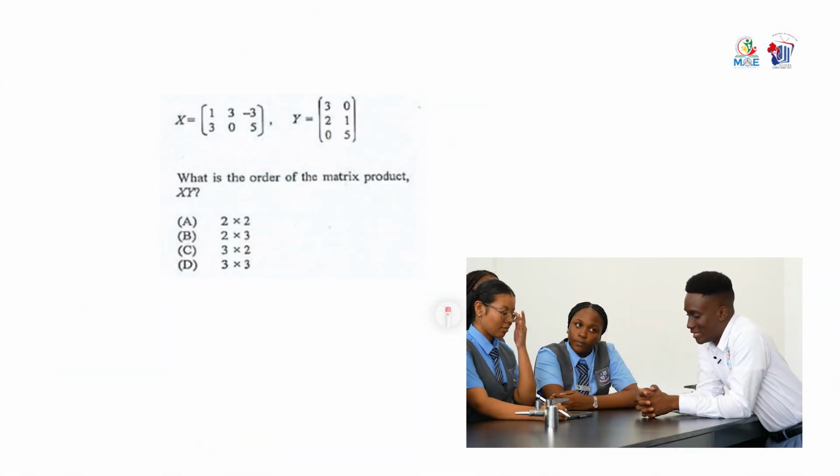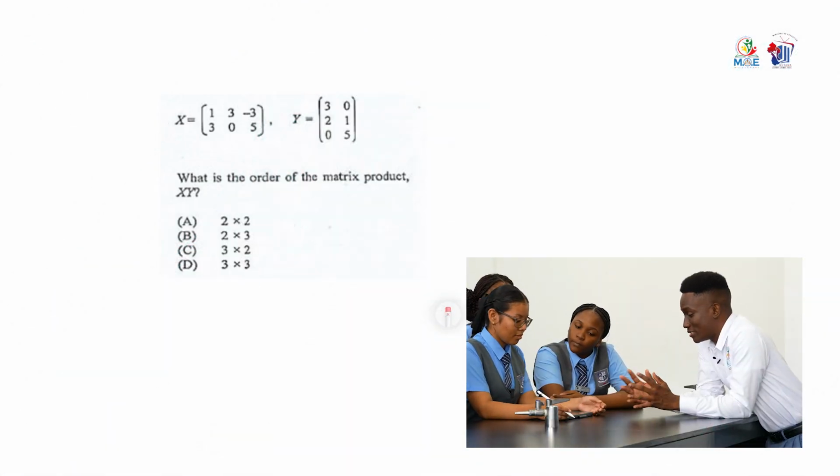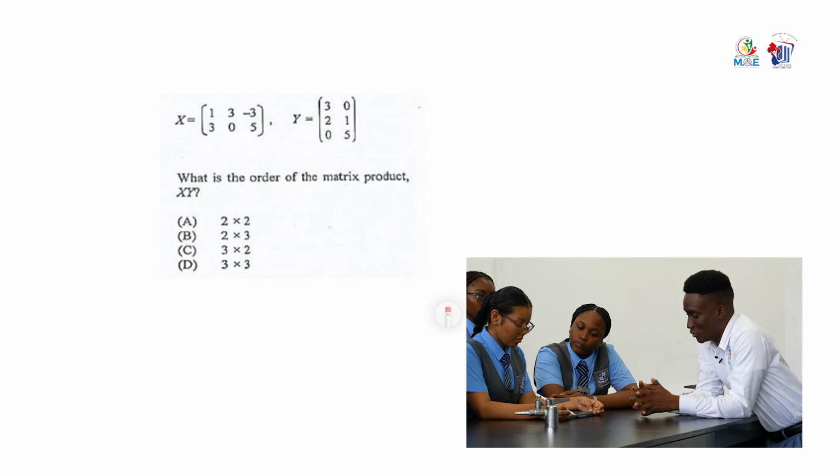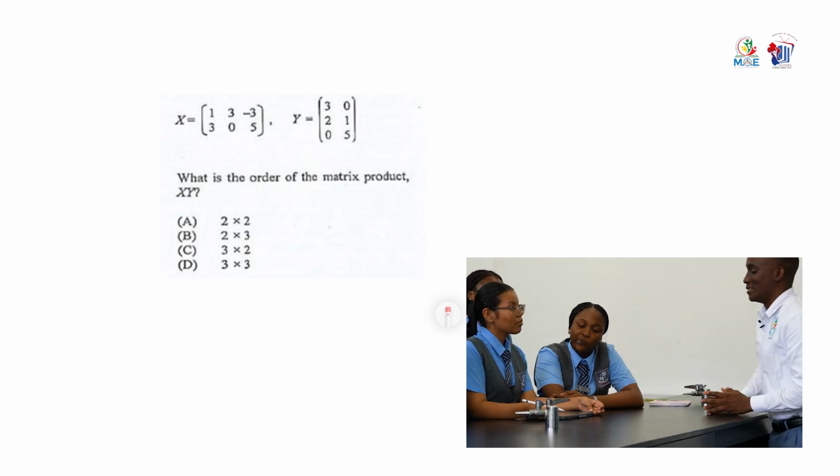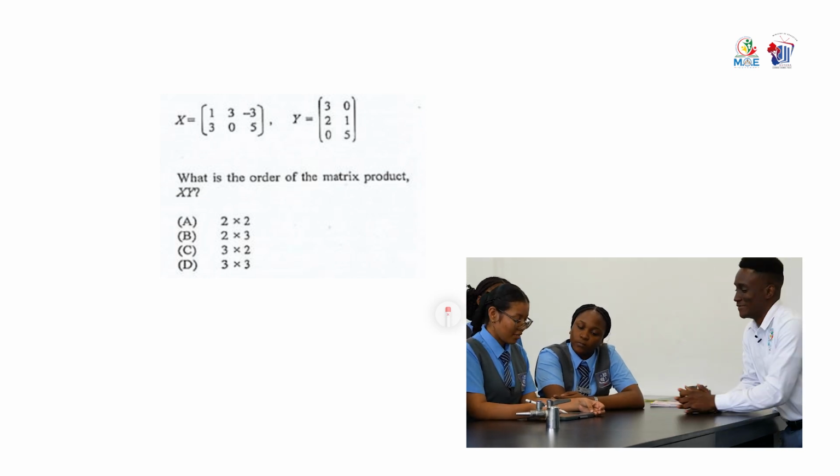The question says, you have a matrix X equal to 1, 3, negative 3, 3, 0, 5, and Y is 2, 3, 0, 2, 1, 0, 5. What is the order of the matrix product XY? The floor is yours. You have 4 options. Tell us what you'll do to get the answer.